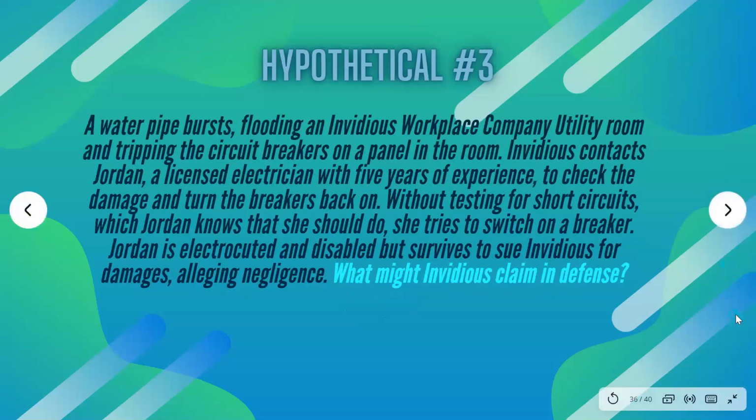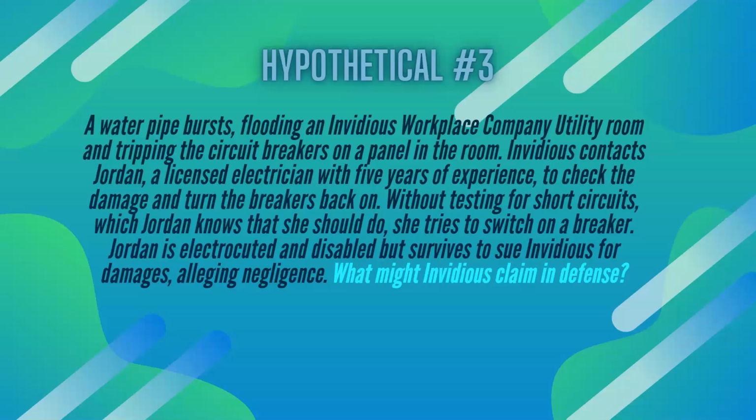All right, hypothetical 3: a water pipe burst, flooding the Invidious Workplace Company utility room and tripping circuit breakers on a panel in the room. Invidious contacts Jordan, a licensed electrician with 5 years of experience, to check the damages and turn the breakers back on. Without testing for short circuit, which Jordan knows she should do, she tries to switch on a breaker. She's electrocuted and disabled, but survives, and then turns around and sues Invidious for damages, alleging that they were negligent.